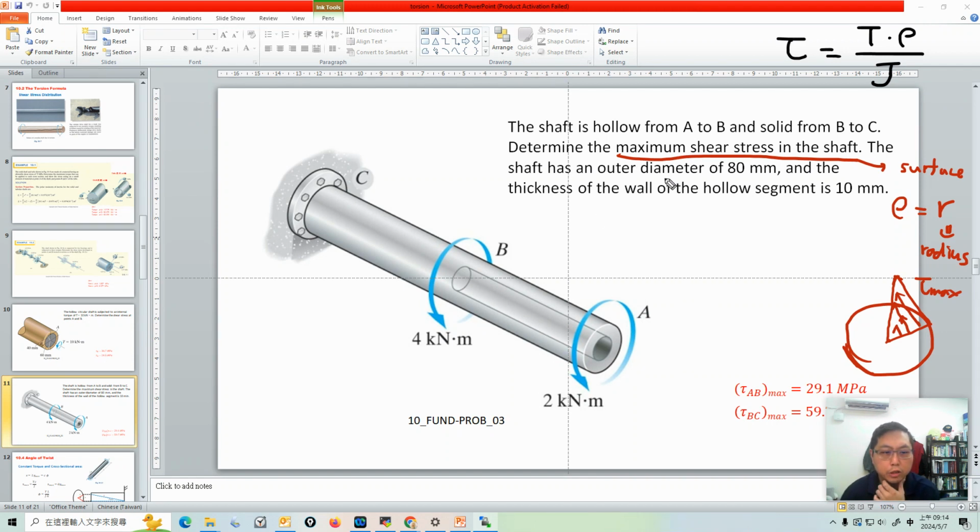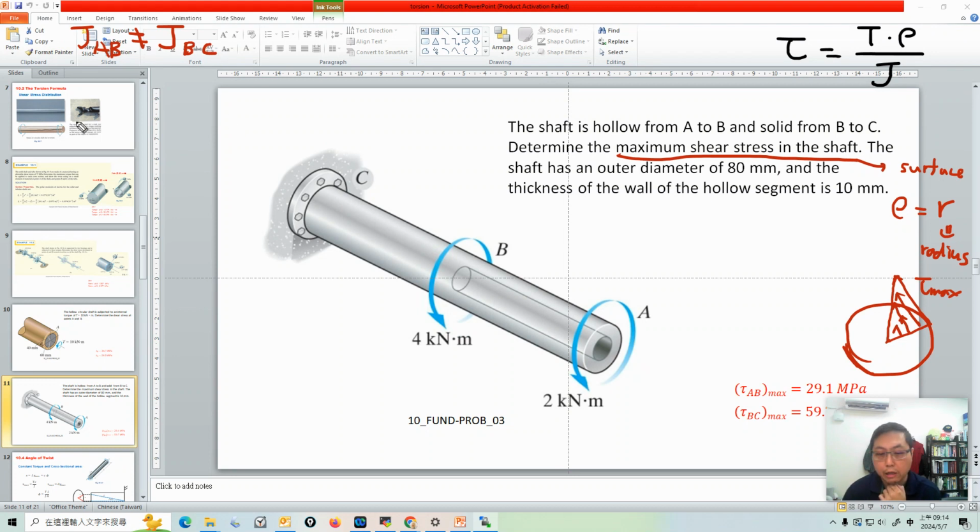Is it the maximum shear stress? We have two sections, the AB section and the BC section. Why? Because the AB section is hollow and the BC section is solid, so this implies that the polar moment of inertia is not equal. J_AB is not equal to J_BC.